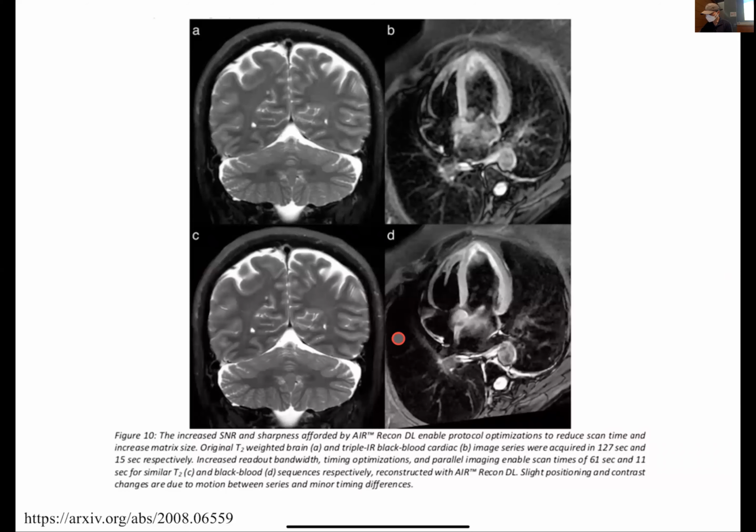Here is basically using deep learning to go faster. So these are some images acquired with standard recon. And in this case, this has gone from 127 seconds to 64, so basically a factor of 2. And you can still see it looks really good. And this is 15 to 11 seconds. And so basically, just by using these deep learning networks, you can actually go faster, and arguably the image actually looks even better.